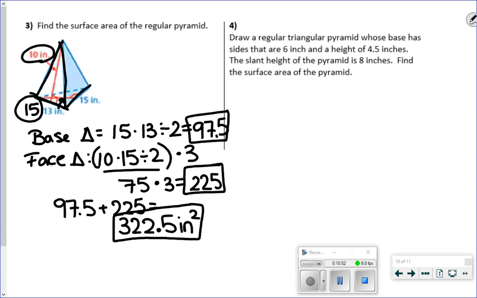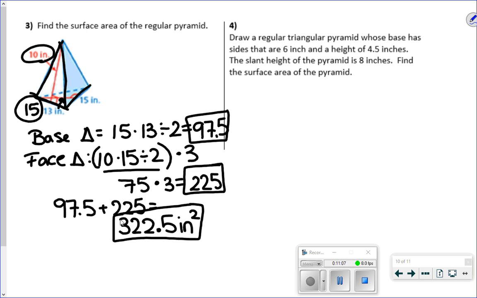All right, let's take a look at number 4. Draw a regular triangular pyramid whose base has sides that are 6 inches and a height of 4.5 inches. The slant height of the pyramid is 8 inches. Find the surface area of the pyramid.